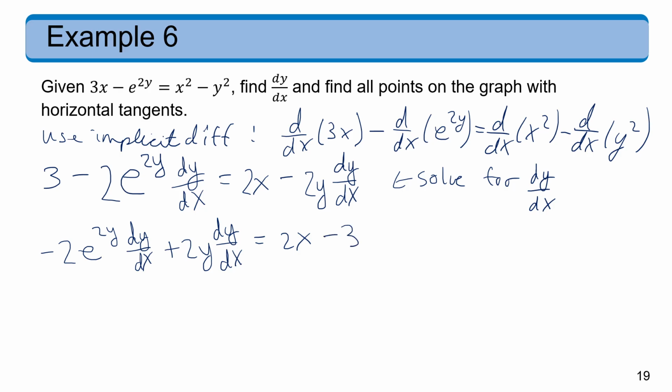And once we do that, you can then combine all the dy dx's that are on the left by factoring it out. So we get dy dx factored out. And then what's left inside, I think I'm going to put this term first because it's positive. 2y is left here. And then minus 2e to the 2y left on the second term.